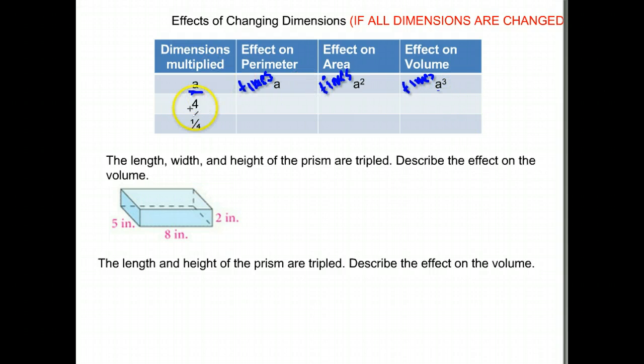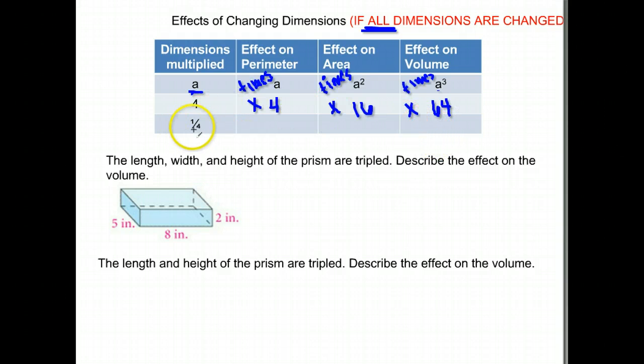So we talked about what would happen if you had a figure and you multiplied all of its dimensions. It does have to be all of its dimensions by 4. The perimeter would be multiplied by 4. The area would be multiplied by 4 times 4, or 16. And the volume would be multiplied by 4 times 4 times 4, or 64.